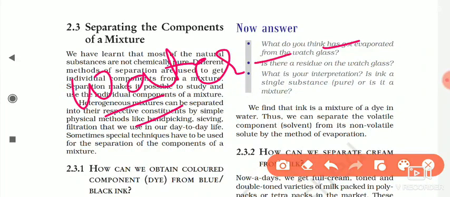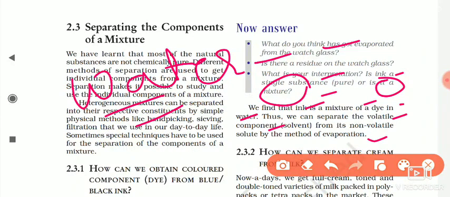Is there a residue on the watch glass? Yes, there is a residue on the watch glass. What is your interpretation? Is ink a single substance or is it a mixture? The answer is, it is a mixture. It is not a single substance, because ink is a mixture of a dye in water. Thus we can separate the volatile components like water from its non-volatile component, a non-volatile solid, by the method of evaporation.